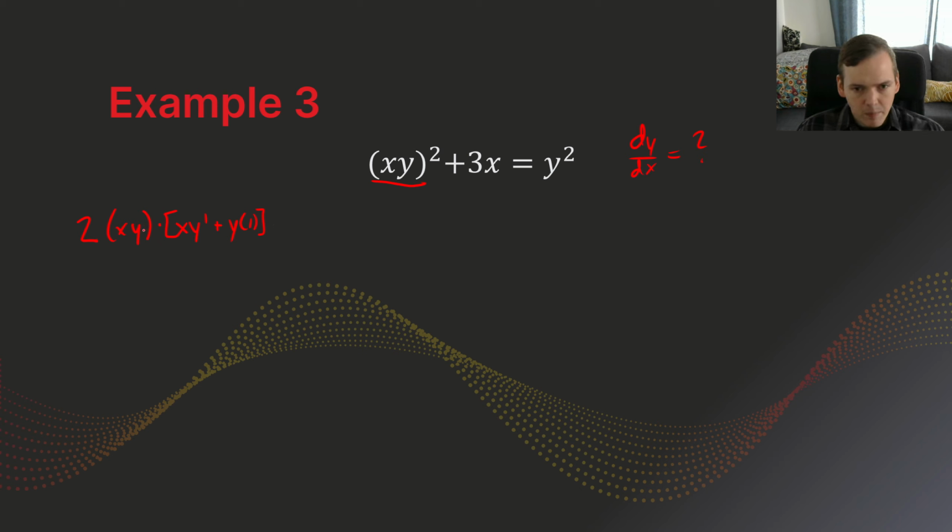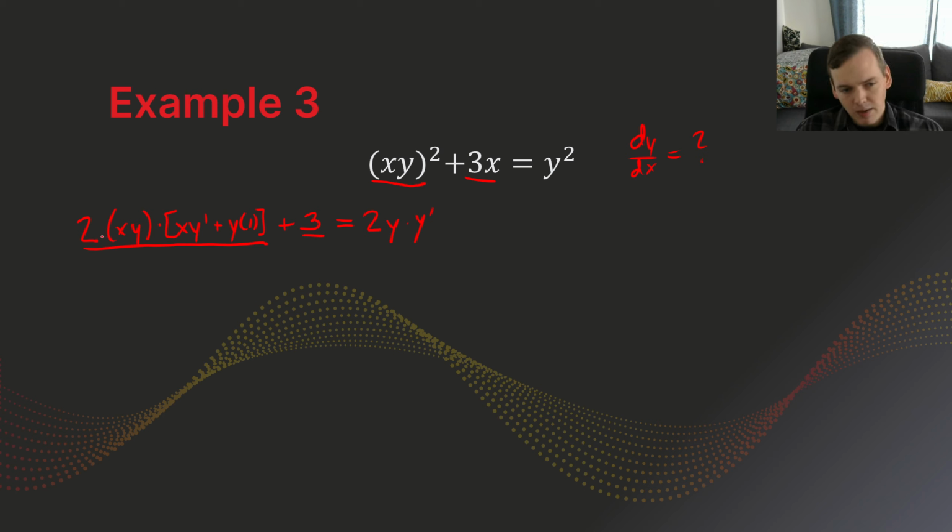Then, let me make sure, pause for a second so I can think this through. Yeah, so that's what we've got there. Then we've got the derivative of 3x, which is just going to be 3. And so that's our second term. And then on the right side, we've got the derivative of y squared, which is the outer function, the squared. We don't touch the inner function of y, and then we multiply by the derivative of that, which is y prime.